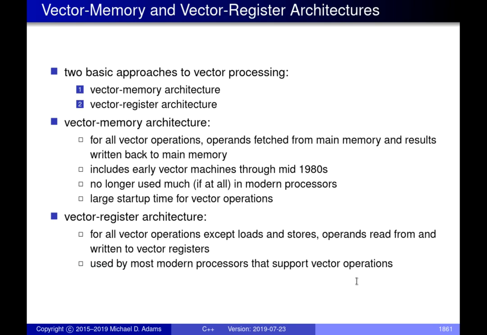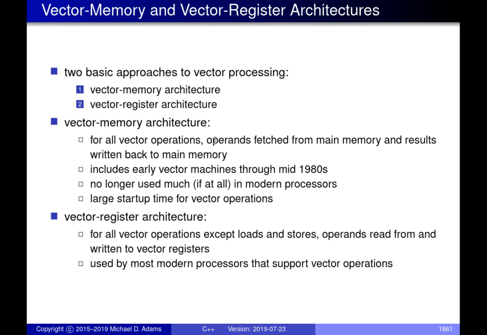In terms of how things are implemented at the architecture level, there are two fundamentally different approaches to how vector processing might be supported by a processor. The first is what's referred to as a vector memory architecture, and the second is what's called a vector register architecture. The vector memory architecture is the more archaic, old way of doing things. With a vector memory architecture, all of the vector operations fetch their operands from memory. So with a vector operation, it goes out to memory, grabs all the elements, does some processing, and then writes elements back out to memory.